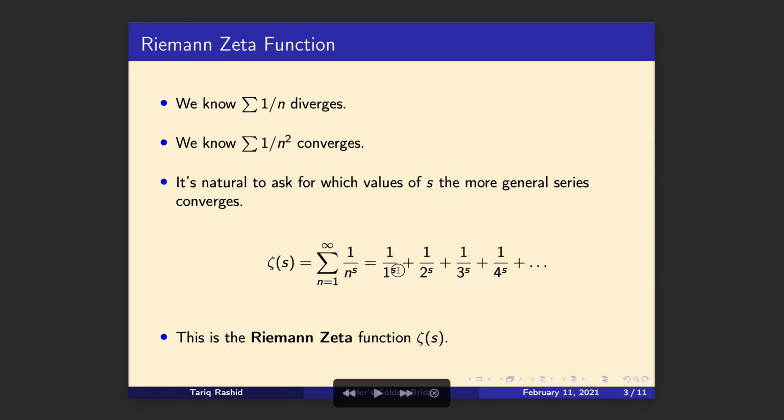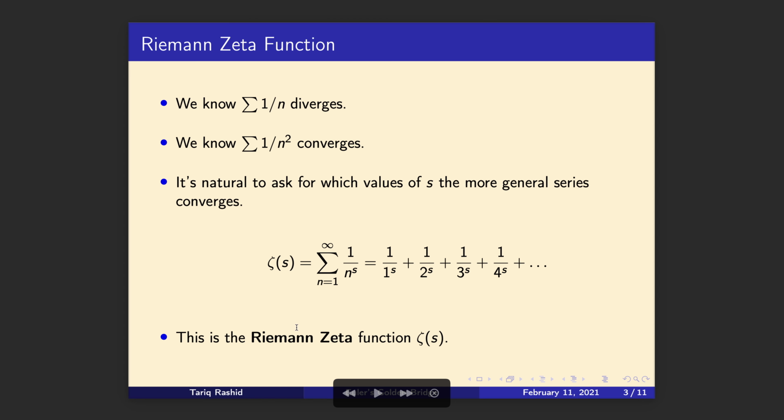So when s is 1, that's the harmonic series that we know about. When s is 2, it's the Basel problem that we know about. But s could be other numbers. So it's an interesting question to ask, for which values of s does this more general series converge? And this series will pop up a lot. It's quite an important series, and it's given a name, the Riemann Zeta Function, and you'll see that popping up.